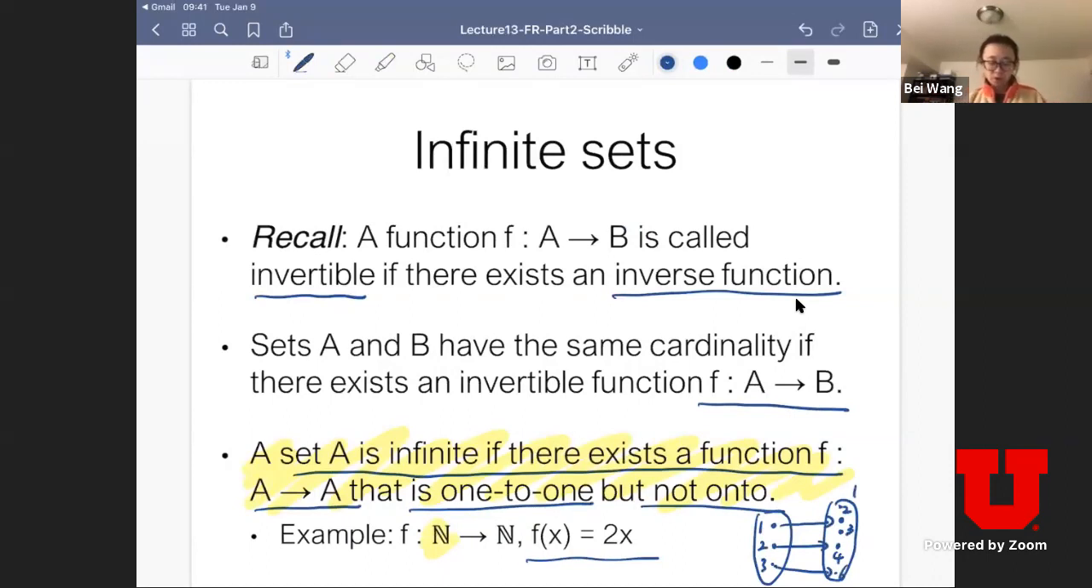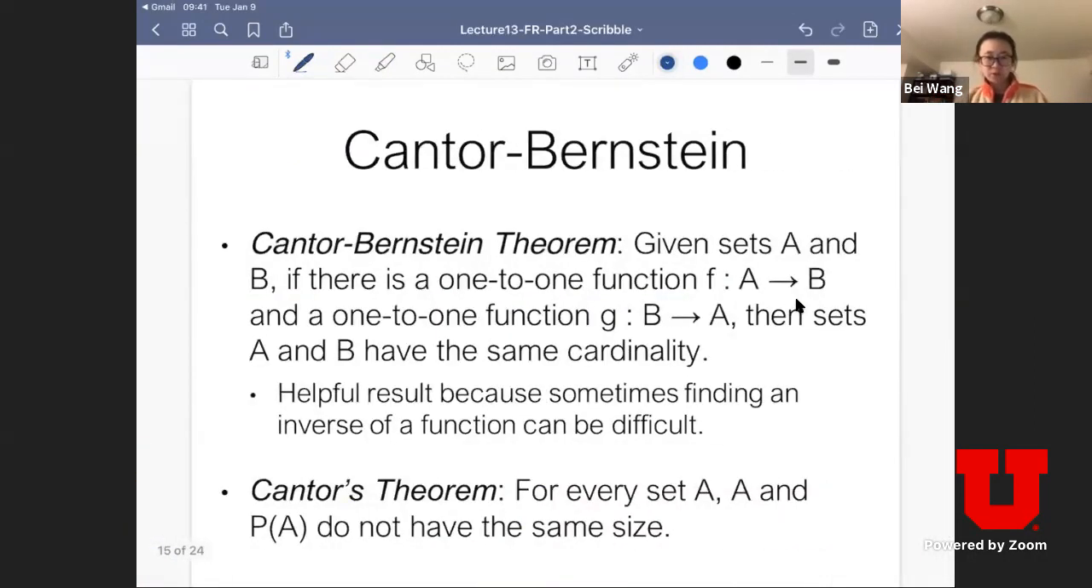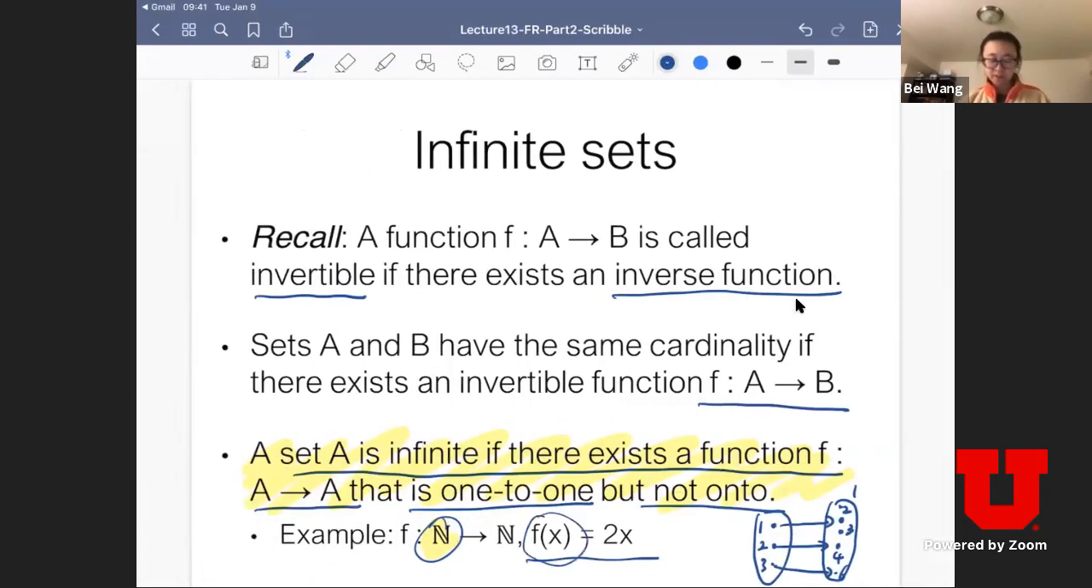So it's a way to show my set N is infinite. In order to do that, you just need to design a particular function that maps the set A to itself, and it's one-to-one but not onto.